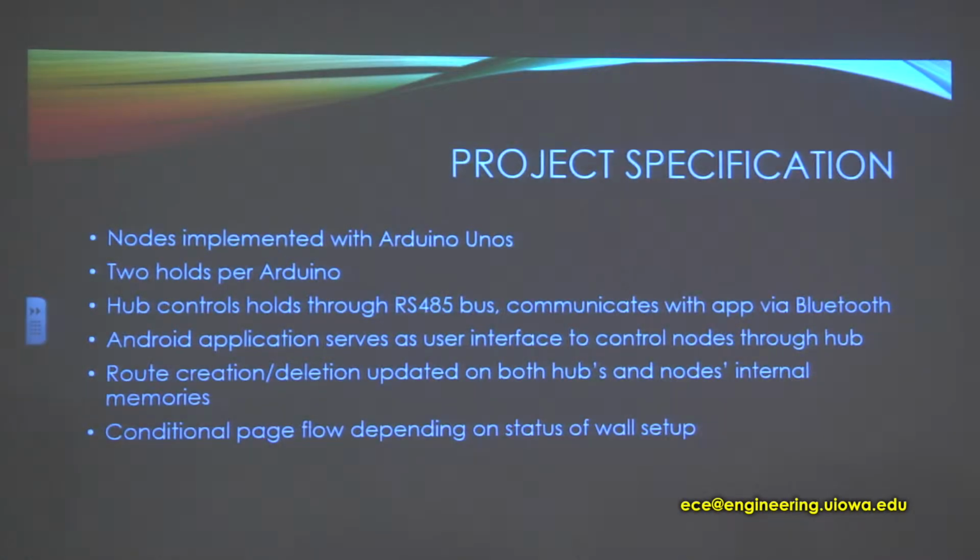So each node on the route has two holds. So each Arduino has two holds, and all the holds are controlled via RS-485 bus, which is controlled via the hub at the base and communicates via Bluetooth with the Android app. You can create, delete, and update all of the memories of the nodes in the hub via Arduino and via Android, and the conditional page flow of the app depends strictly on the status of the wall.